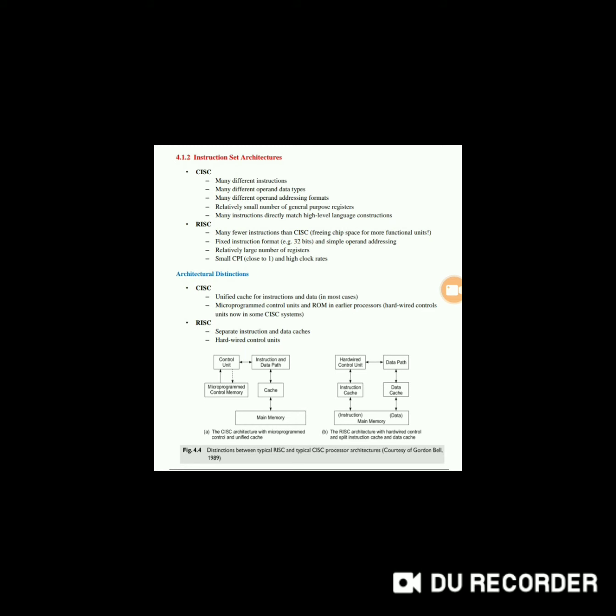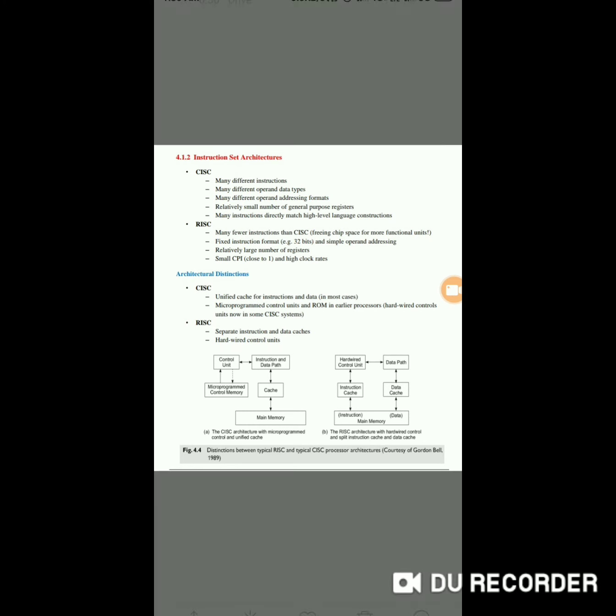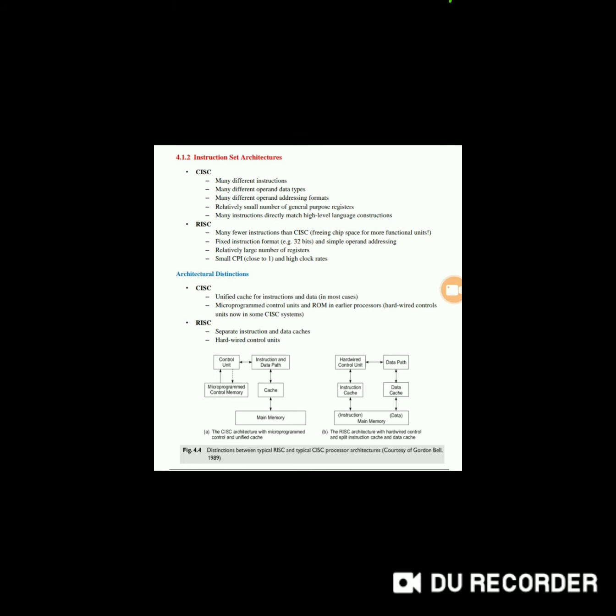Okay, so you can see the two different architectures. The first one is the CISC architecture with microprogrammed control and the unified cache, and the second one is the RISC architecture with hardwired control and the split instruction cache and data cache.